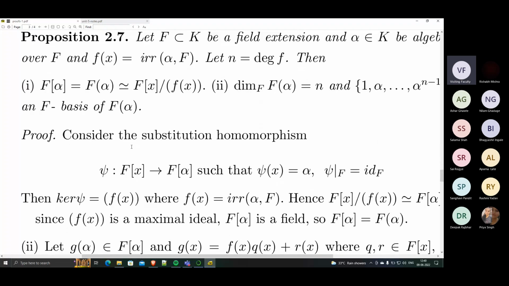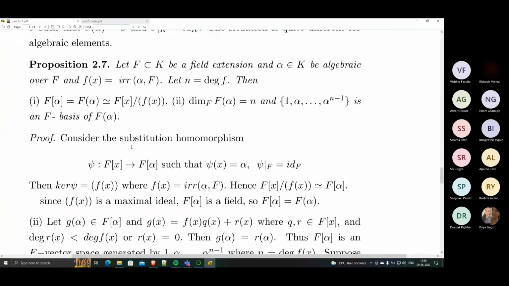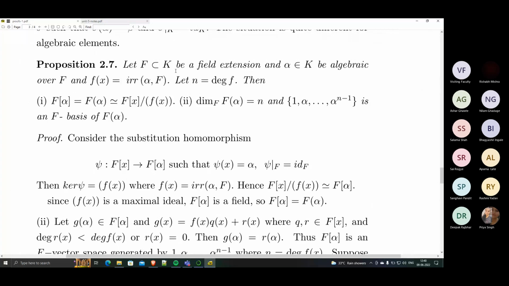So this is what we need. K over F is a field extension, alpha in K is algebraic. Little f(x) denotes the minimal polynomial, and n is its degree, which is the degree of alpha over F. Square bracket is equal to round bracket for F(alpha), and this is isomorphic to F[x] mod the minimal polynomial. The degree is n, and 1 to alpha raised to n minus 1 is an F basis. So why is this true?